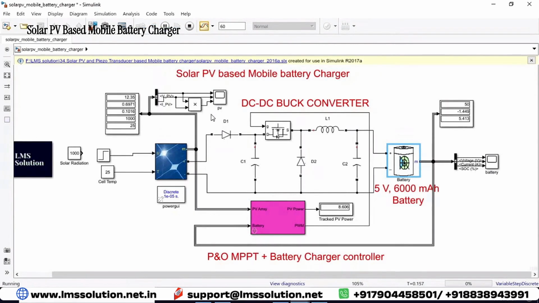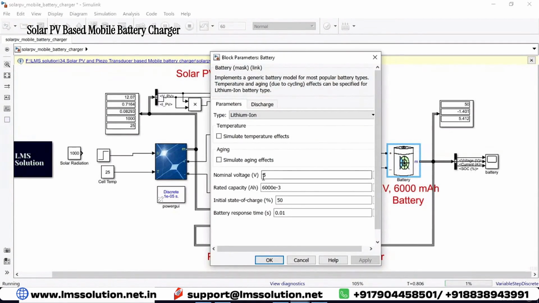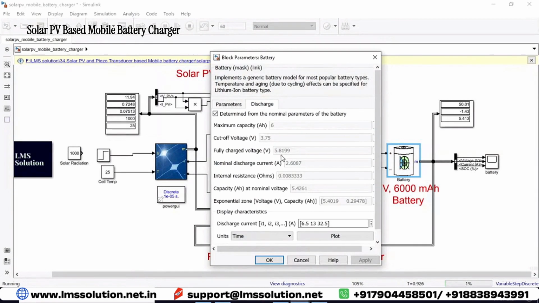We can see that the panel voltage is around 12 volts and the current from the solar panel is around 0.72. Here you can see the battery voltage is around 5.43. The nominal voltage is 5 volt, and it can be charged up to 5.8 volt. The operating range is 3.75 to 5.8 volt. At 100% the battery voltage is around 5.81, and at 0% the voltage is around 3.75. The battery can discharge a maximum current of 2.6 amps.